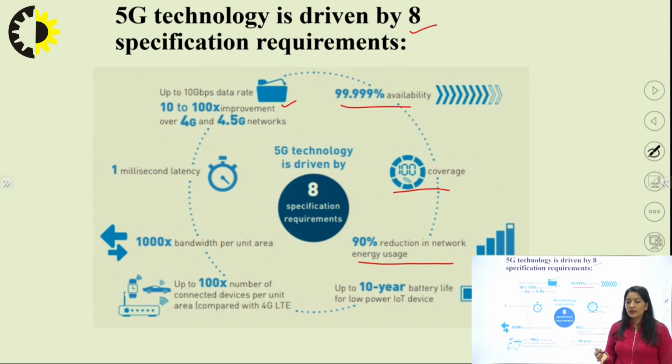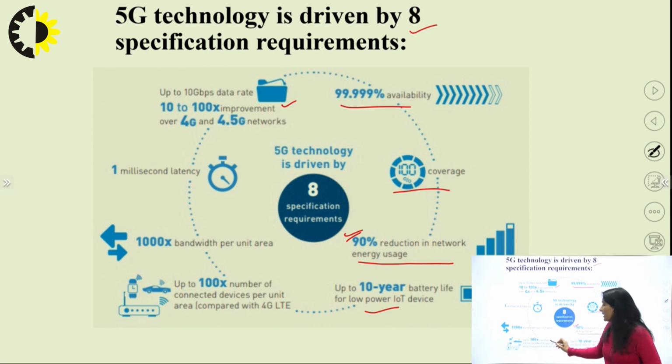Network energy usage means, one part is energy which is consumed by your device, like your mobile. Up to 4G, we were more concerned about the energy part from the user device or user equipment. But from 5G onwards, we are also discussing the energy efficiency in terms of the network part. It is expected to reduce the energy consumption of the network by 90% in 5G, which was not discussed earlier up to the 4th generation. Up to 10 years of battery life for low power IoT devices.